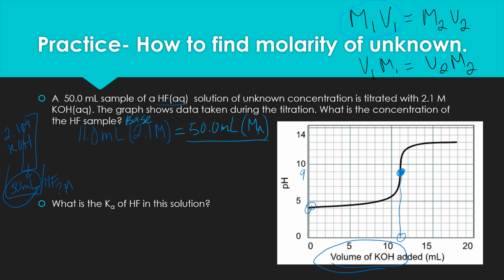To solve, we divide by our 50 milliliters. We can leave these in milliliters because the units will cancel, as long as they're consistent. So the molarity of our acid is 11 times 2.1 divided by 50, which I got 0.462, and we've only got 2 sig figs, so 0.46 molar HF. That's how we can find the molarity of our unknown solution.